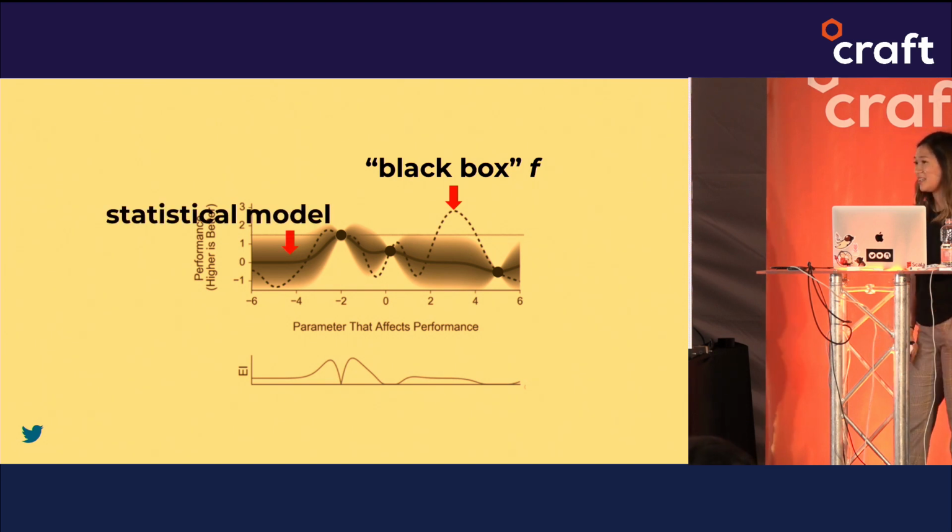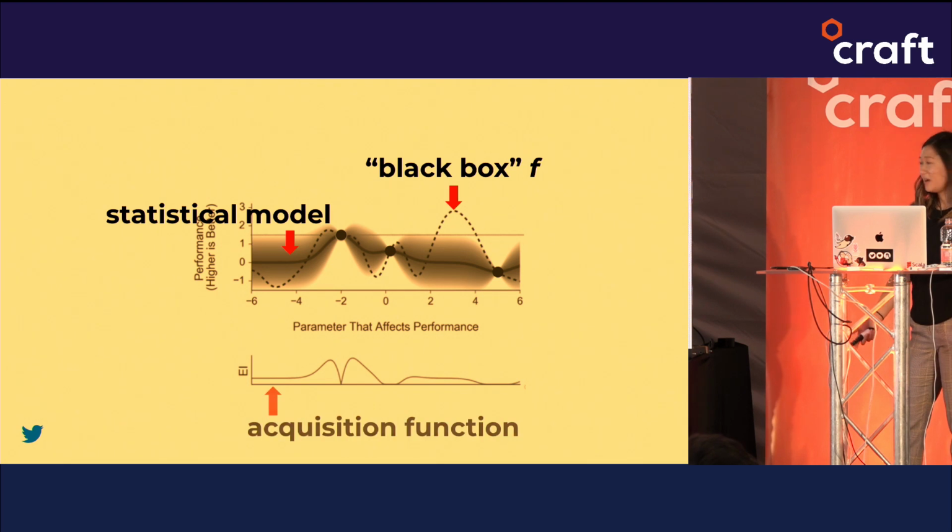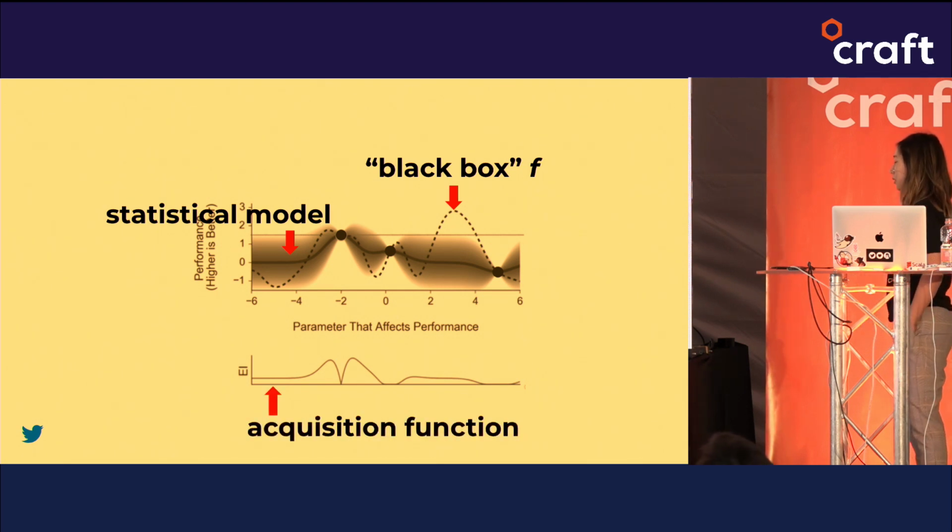And Bayesian optimization figures this out using two main components. The first component is our statistical model, which is usually a GP, and that's basically where it thinks the value of f is, and the shading is the variability. The second part is the acquisition function. So this function tells us where to sample next.